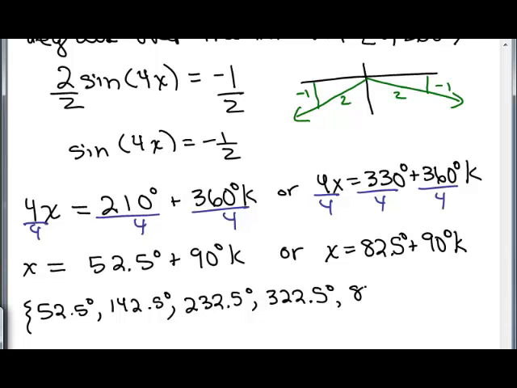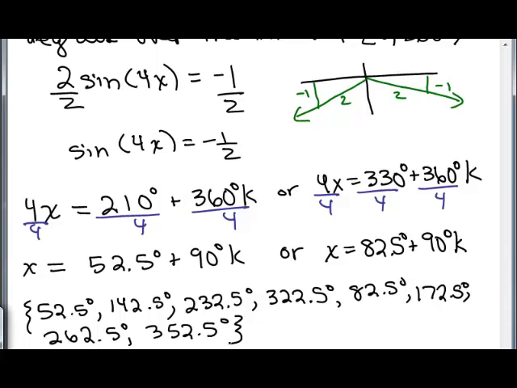I do the same thing over here. I've got 82.5 degrees, and you can just add 90 until you get all 4 of those solutions. So that'll give us 172.5 degrees, and you would add 90 to that. I think that's 262.5. Add 90 to that, and that'll be 352.5. And if you add 90 to that, you're over. So those should be our 8 solutions here.